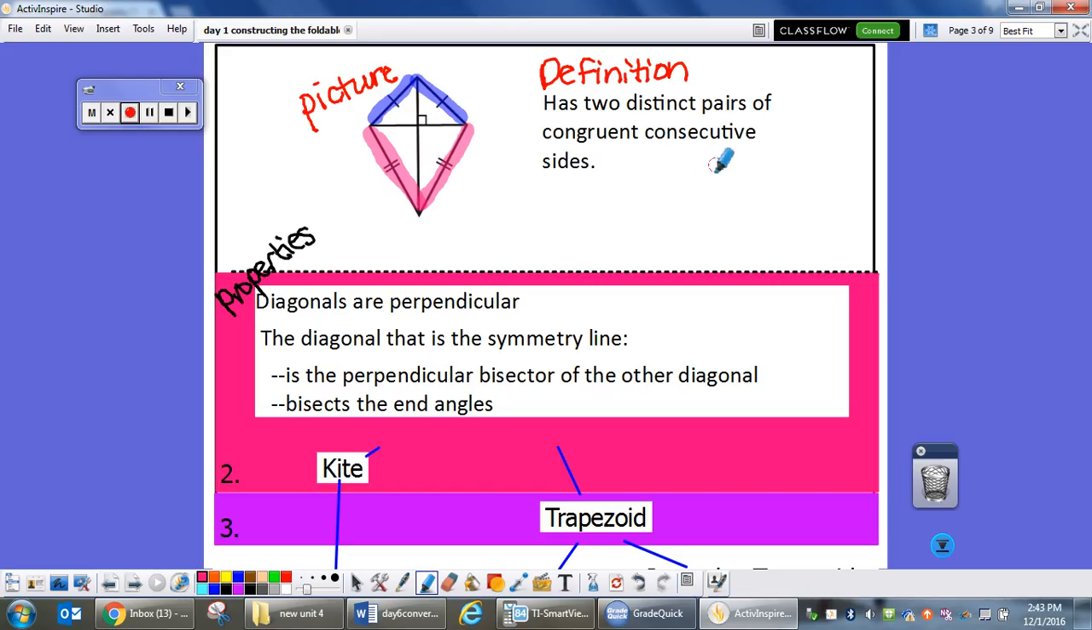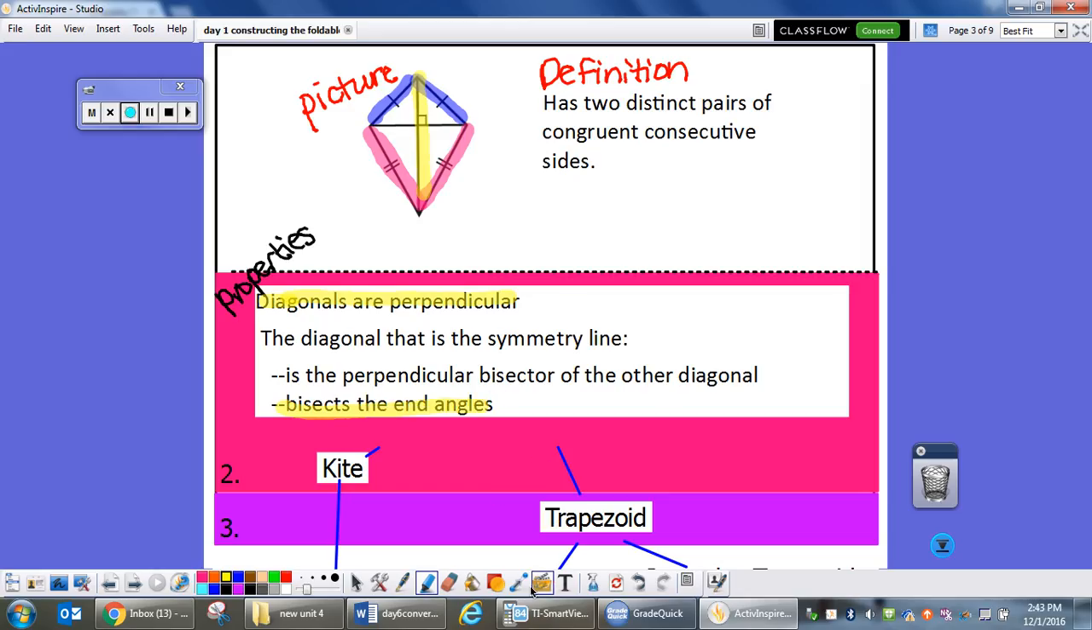Okay? And then you have the perpendicular bisector of the diagonals. So here's a diagonal that cuts right through there. The diagonals are perpendicular, which means what? That's right. They intersect at a 90-degree angle. Okay? And then this diagonal right here bisects the end angles.